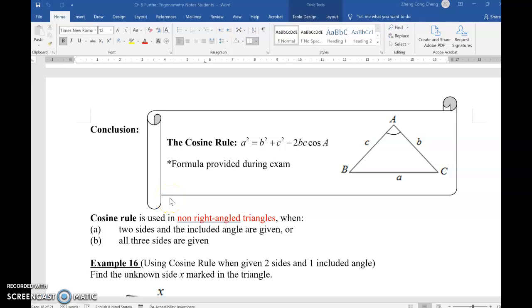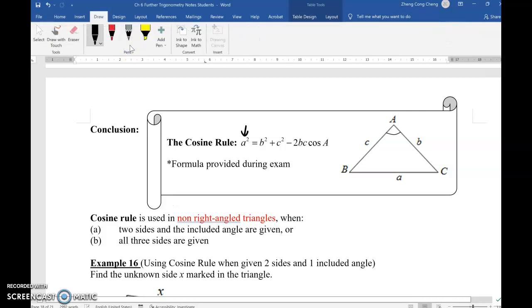Hi all, today we're going to learn about the cosine rule. The cosine rule is given in the exam. The formula is a squared equals b squared plus c squared minus 2bc cosine A. The problem is that we need to learn what is a, what is b, what is c. So just remember, the one that's alone in the formula is always opposite the angle you want to use.